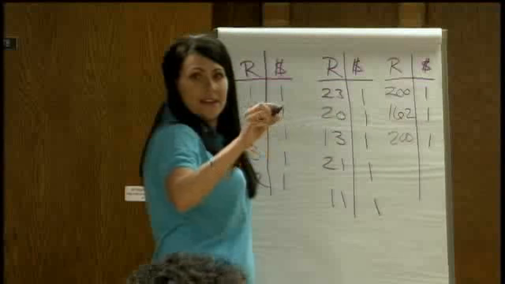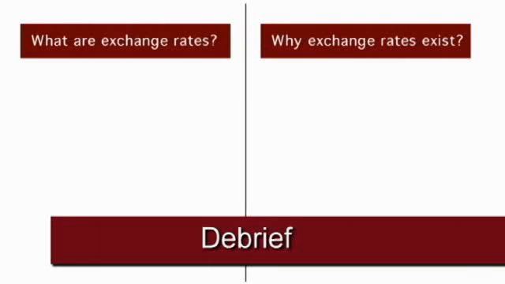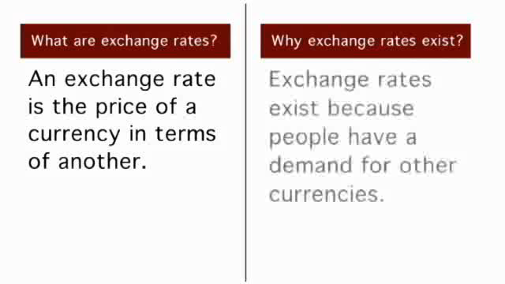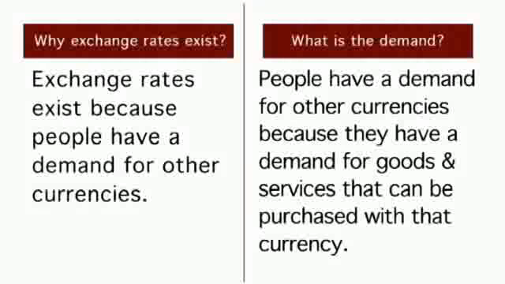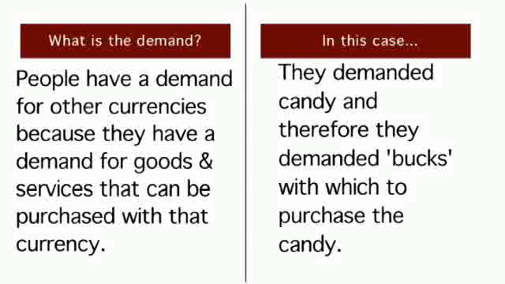The key things to focus on as you debrief this activity are what exchange rates are and why they exist. An exchange rate is the price of a currency in terms of another. Exchange rates exist because people have a demand for other currencies. And people have a demand for other currencies because they have a demand for the goods and services that they can purchase with that currency. In this case, they demanded candy, and therefore they demanded bucks with which to purchase the candy.